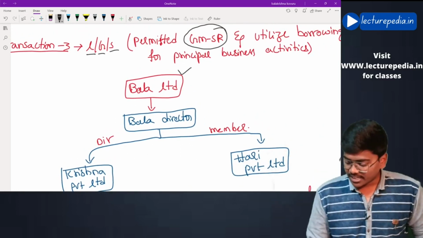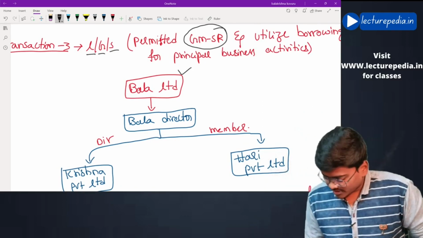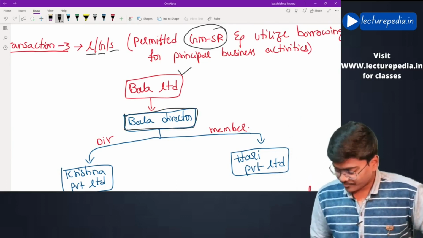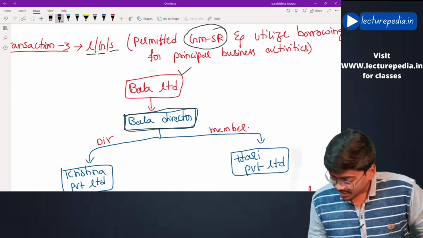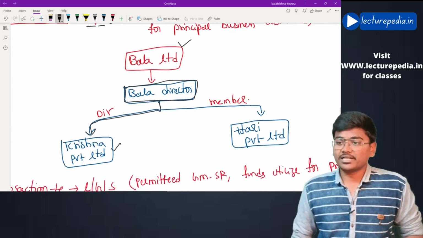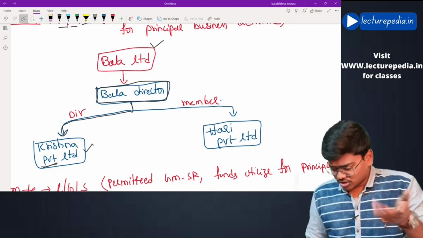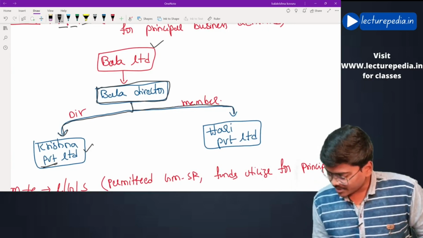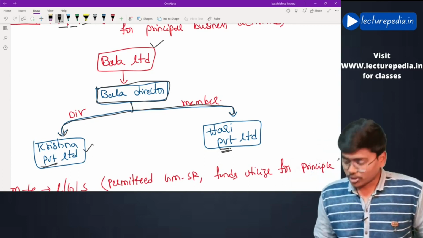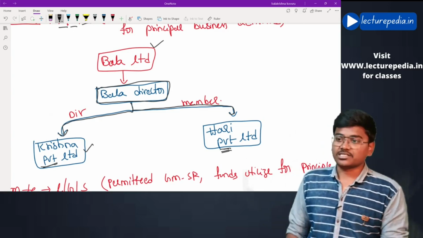This Bala Limited wants to give loan, guarantee, security to whom? First of all, in Bala Limited there is a particular director by name Bala. Now this Bala is a director of some other company by name Krishna Private Limited. See, it is private limited, and he is also a member of some other company by name Hari Private Limited. Private limited is important. Only private limited companies are covered in this transaction.